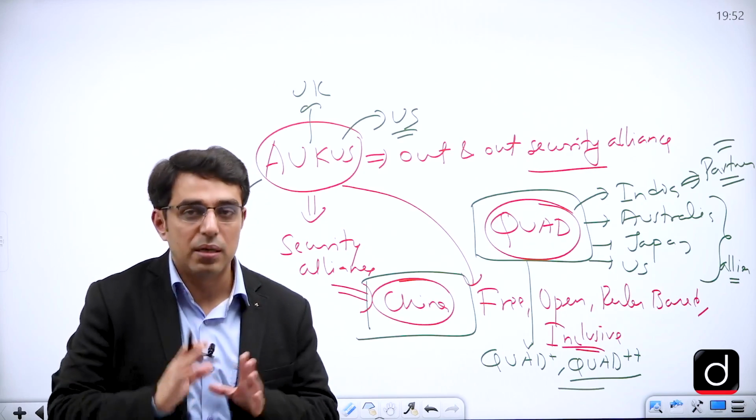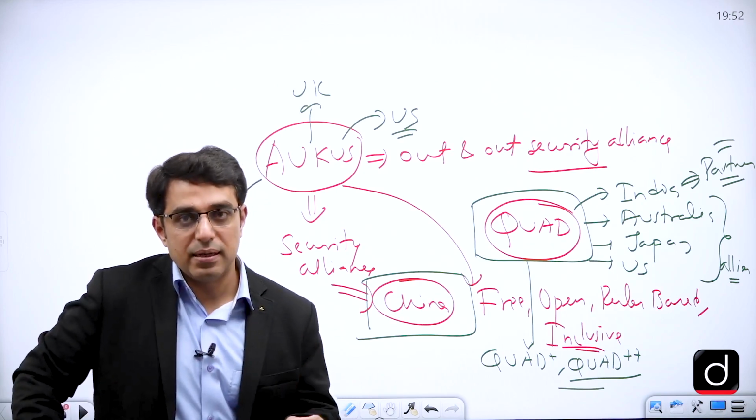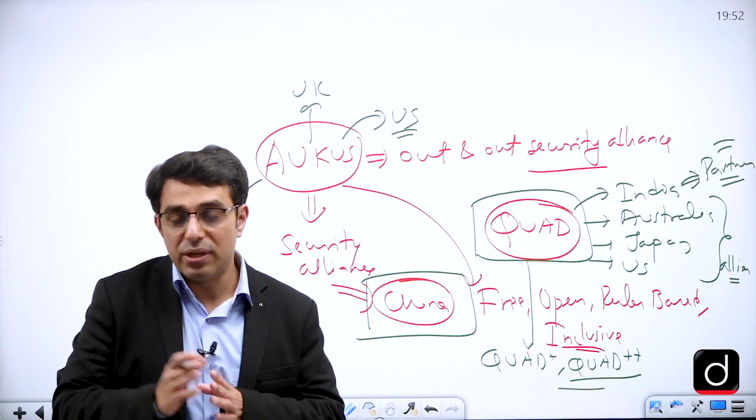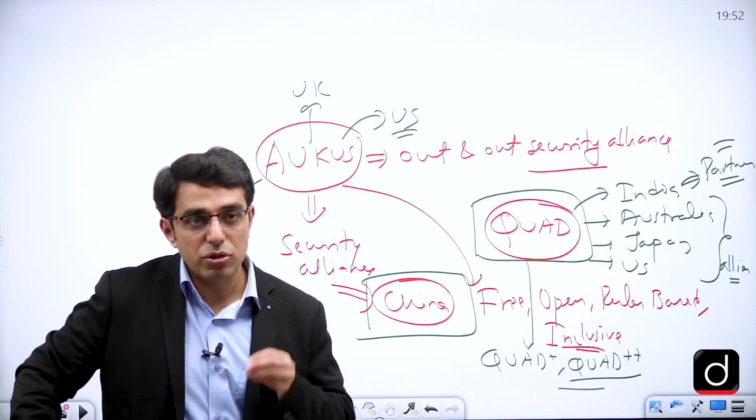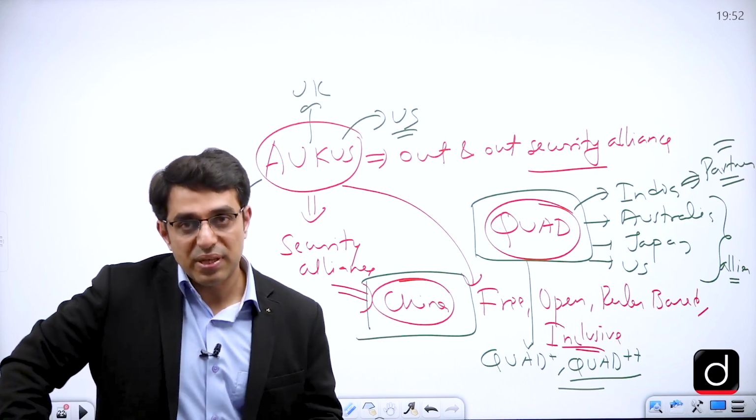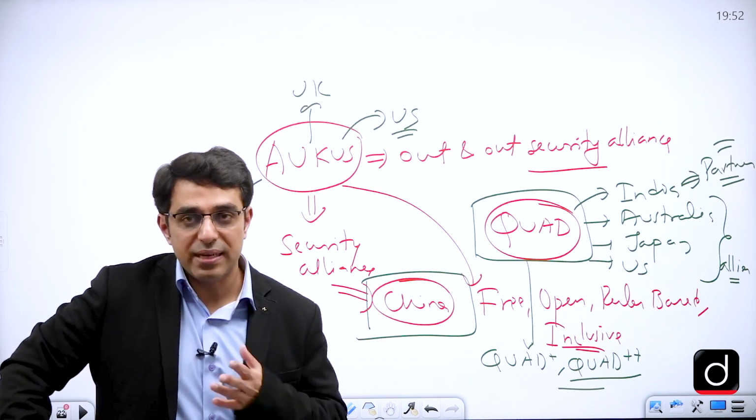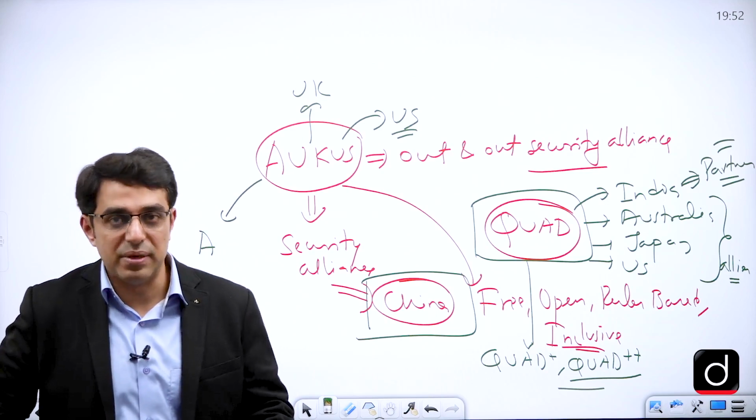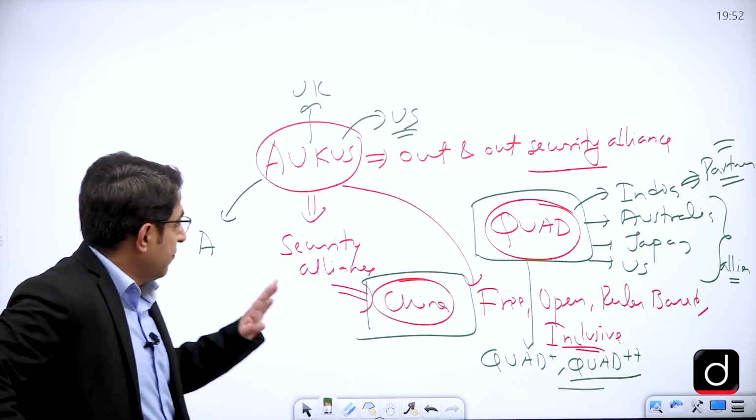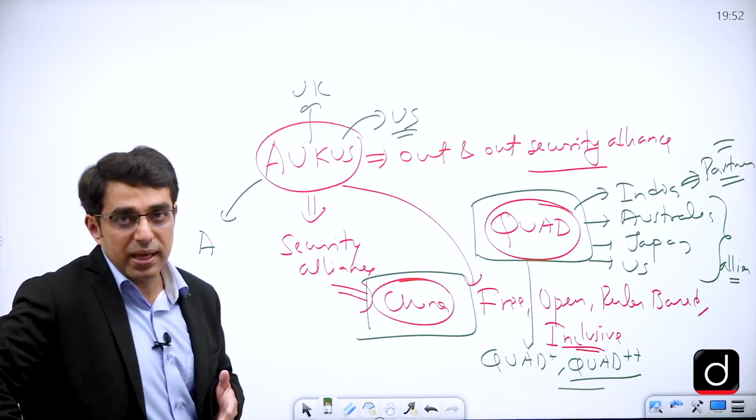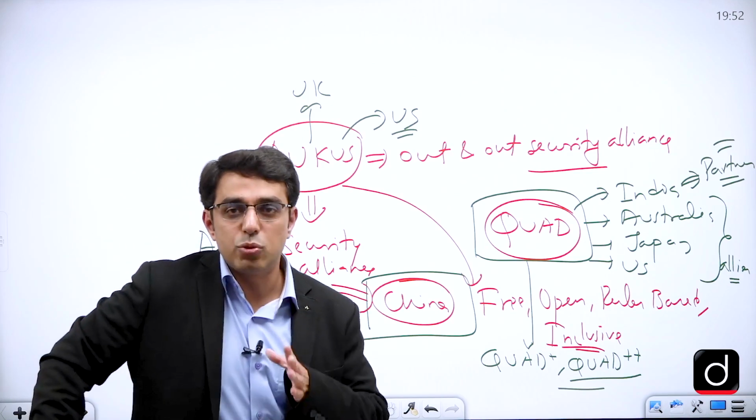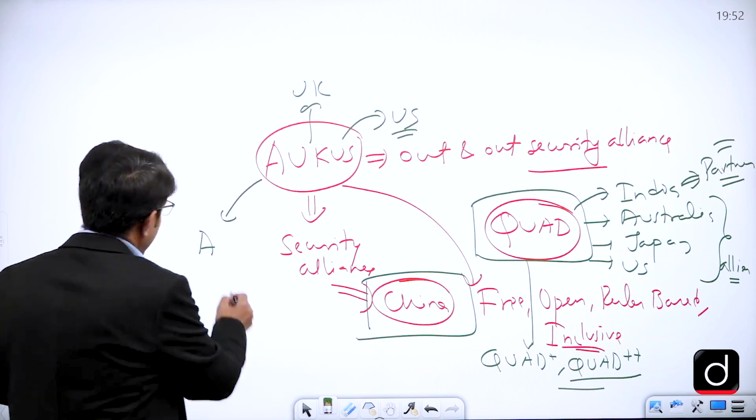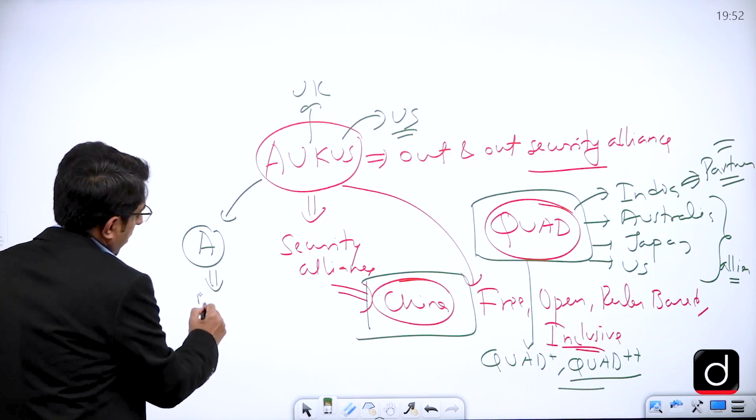Quad is more broad based, it is not a security alliance, it is aimed at providing vaccines, doing research in critical technologies, and keeping the Indo-Pacific region free, open, rules based and inclusive, and it is also open to having more countries as members going forward. Whereas AUKUS is an out and out security alliance limited to these three countries, and it has a very specific focus of providing Australia with nuclear powered submarines.